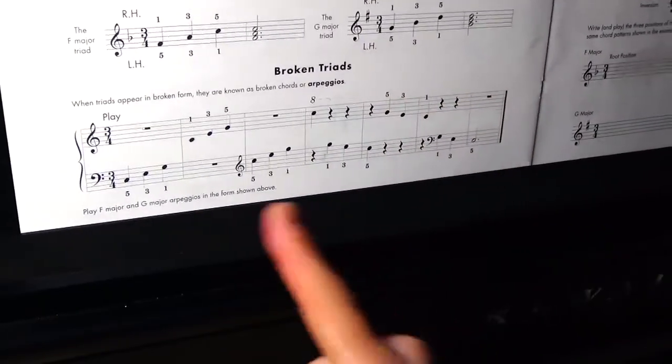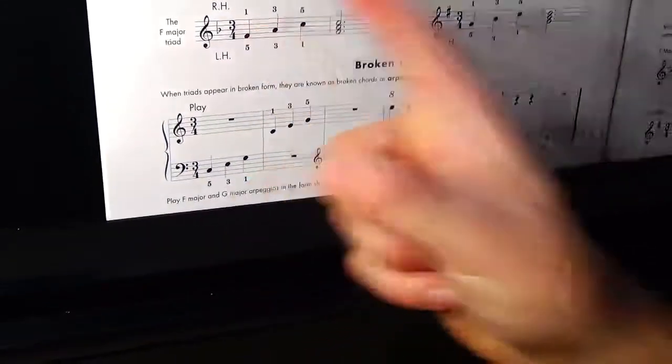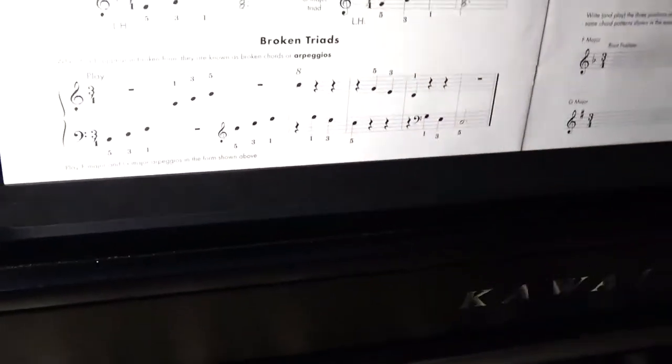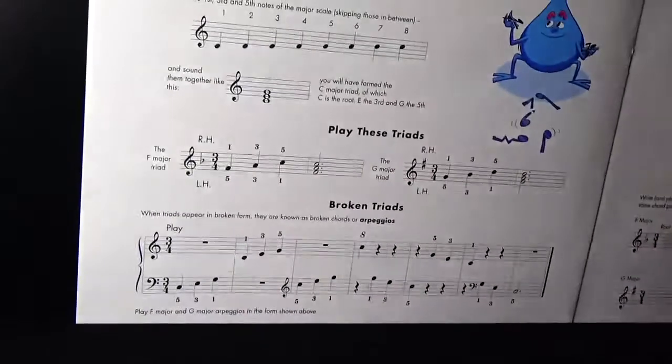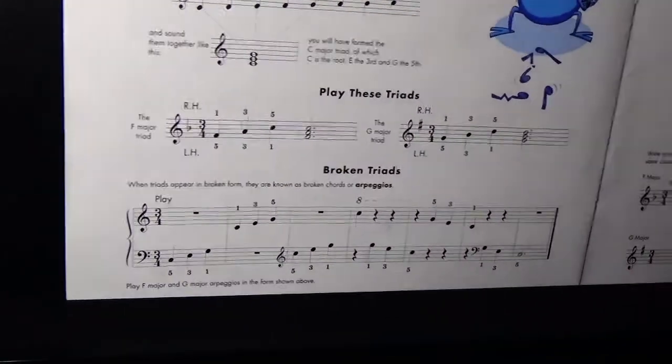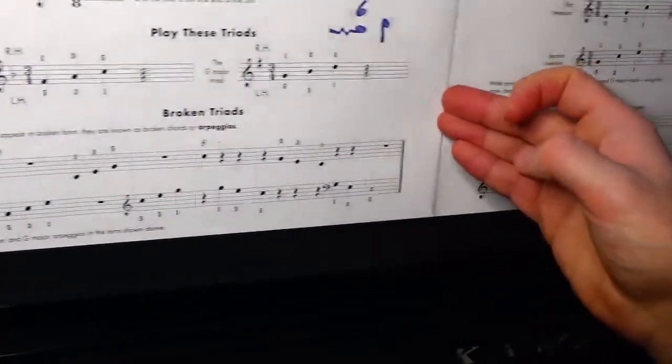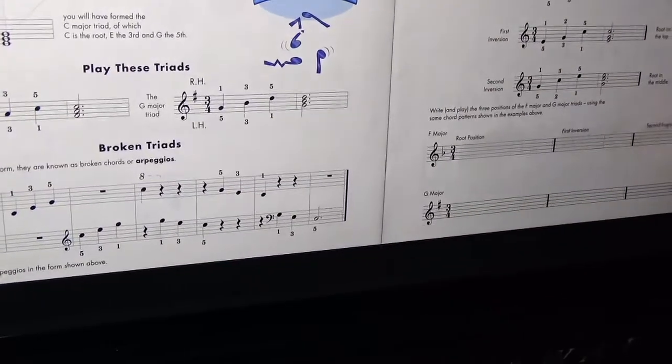Same principle, same identical principle, using the notes of F and the notes of G. I'm not going to play because I would really appreciate if you can do it by yourself. Then let me know by commenting if you have understood and if you have really played it correctly.